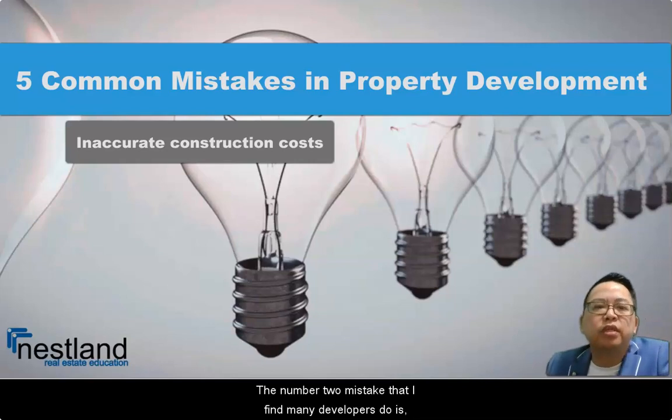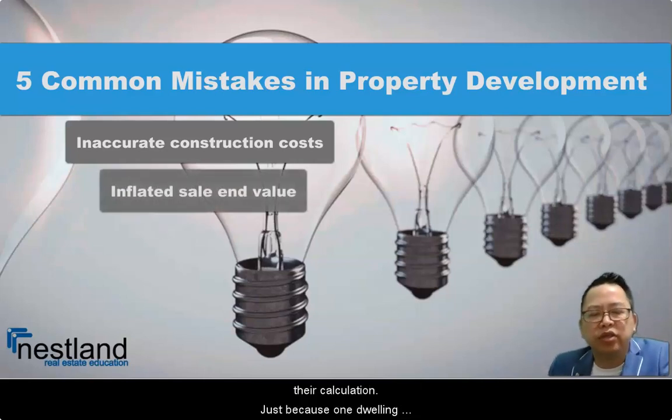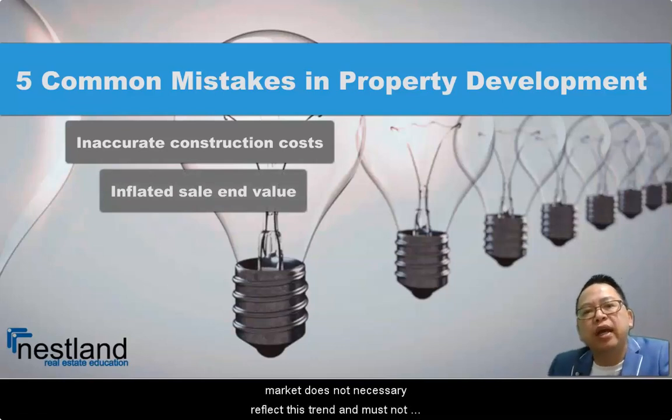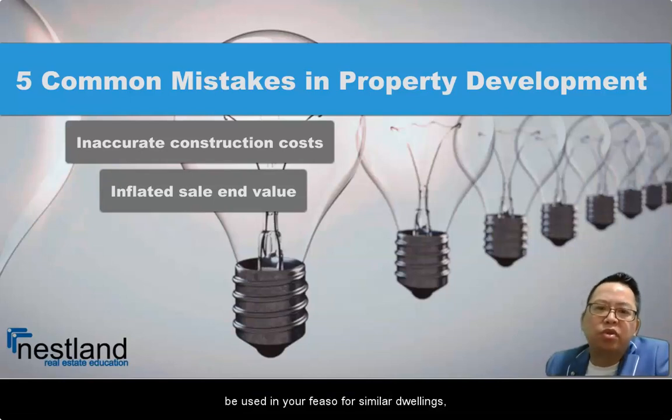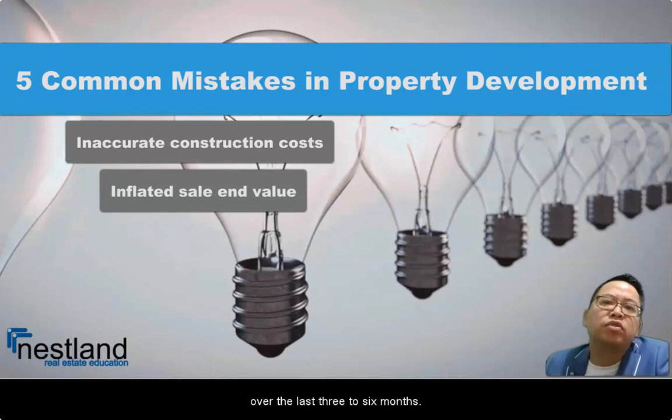The number 2 mistake that I find many developers make is to overuse inflated end values of individual dwellings in their calculation. Just because one dwelling just got sold slightly over the average price in your target market does not necessarily reflect this trend and must not be used in your feaso for similar dwellings unless the higher sales price becomes more of a trend over the last 3 to 6 months.